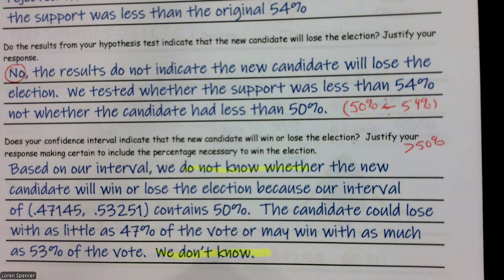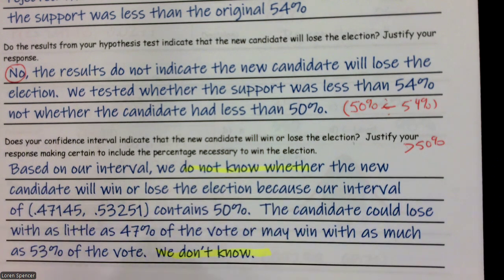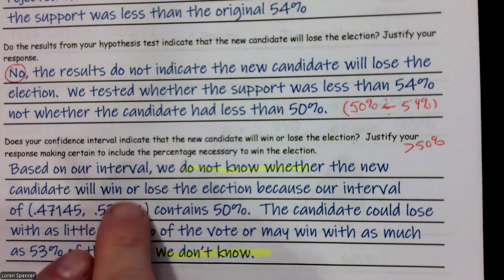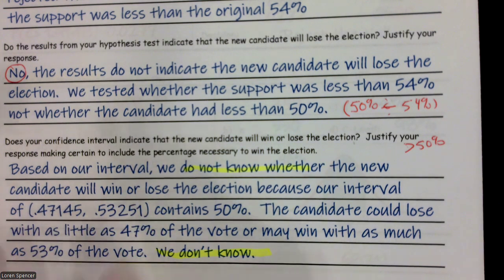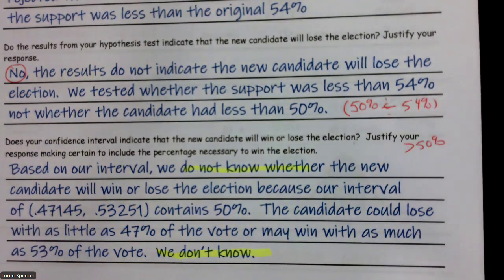If it hadn't contained it, if it had started at 50% and went up, yeah, he would have won. If it stopped at 50%, they would have lost. But because it contains it and actually goes below it and above it, we don't have a way of knowing.